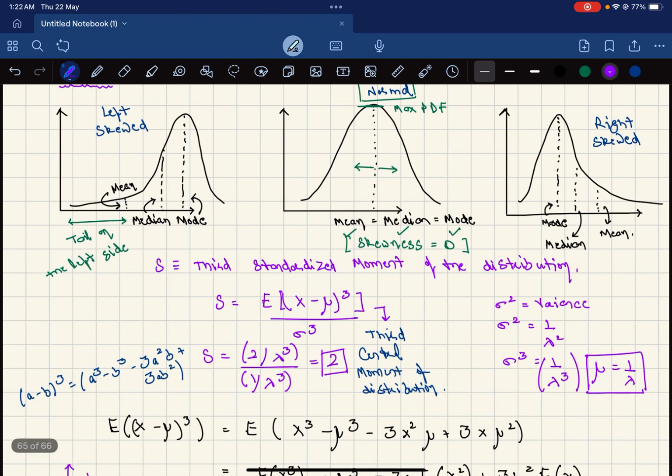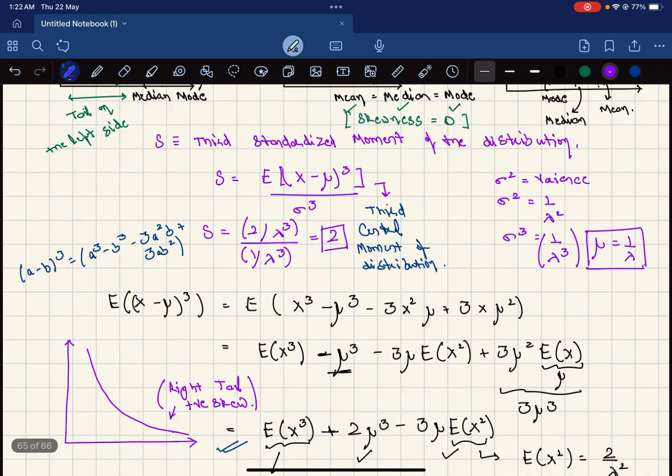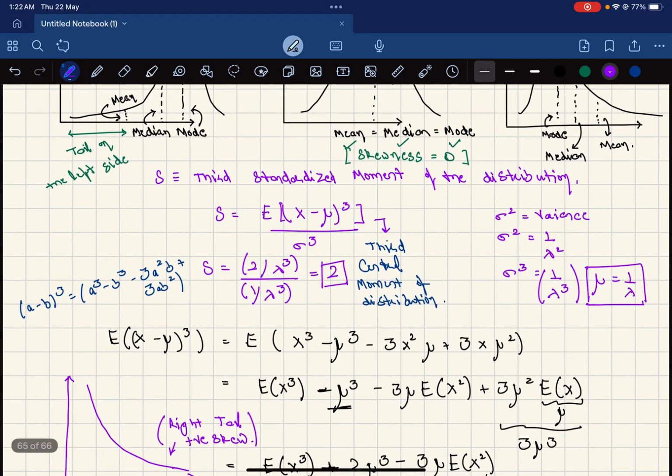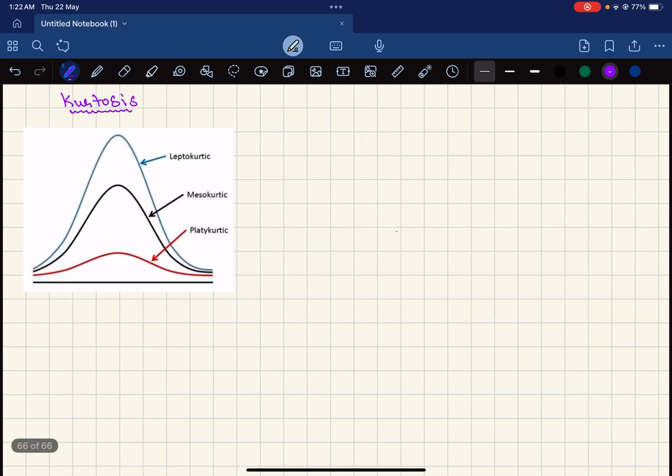So this is how we define the skewness, and this is how we derive the skewness for any distribution, and specifically for the exponential distribution we have got the skewness value here as 2. Next we would be looking at another concept. It is another higher moment for the distribution.